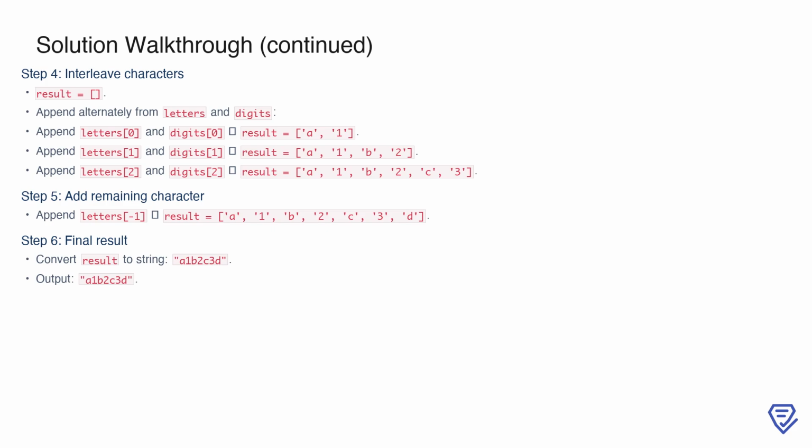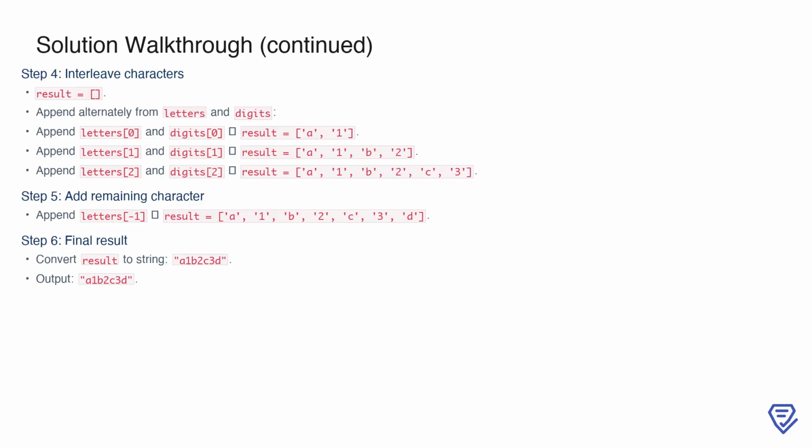To interleave the characters, we initialize result equals an empty list and append alternately from the two groups. First, we add letters[0] and digits[0], resulting in a1. Then, we append letters[1] and digits[1], updating the list to a1, b2. Next, we include letters[2] and digits[2], making the list a1, b2, c3.